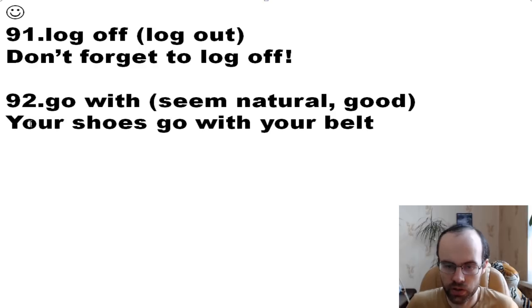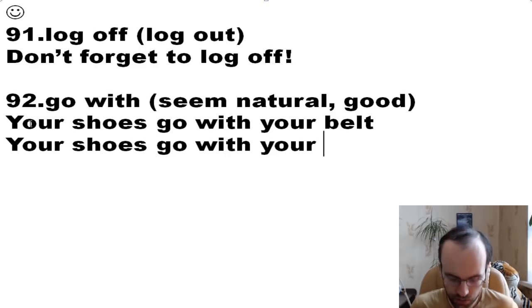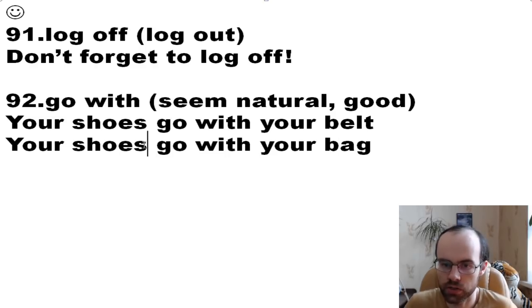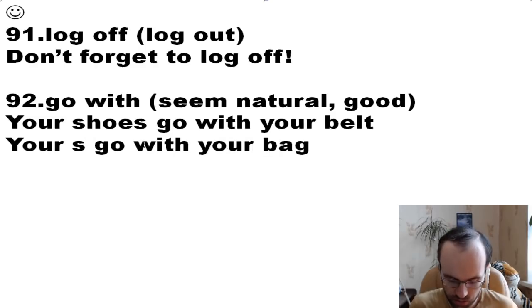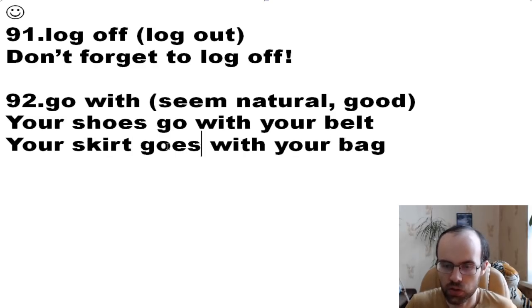Or maybe, for example, your shoes go with your bag. Or maybe your skirt goes with your bag.